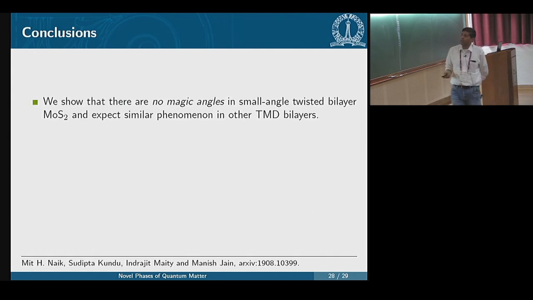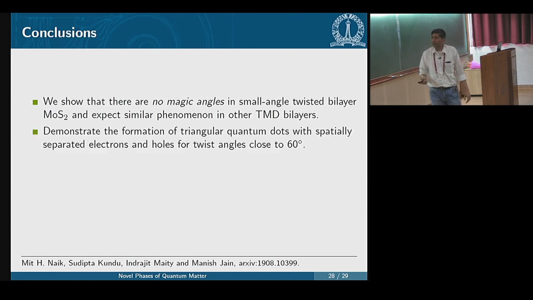So to conclude, what we have shown is that there are no magic angles in small angle twisted bilayer MoS2, and we expect similar things to happen in other TMD layers. So why do we say there are no magic angles? Of course, there's a whole range of angles where the bands are absolutely flat, so there's no one angle to hit. Near 0 degrees, the valence bandwidth depended on how large your Moiré lattice was, so it didn't really matter very much.